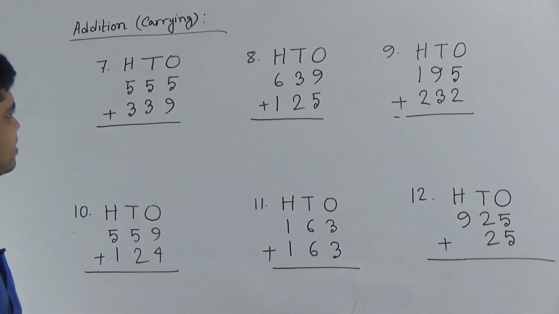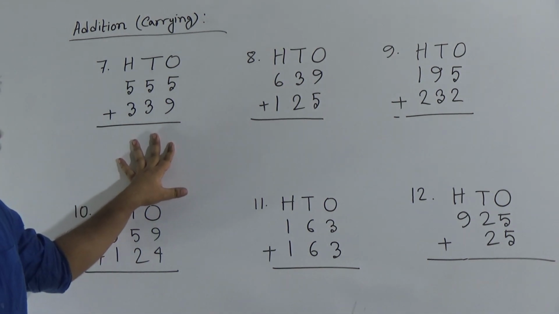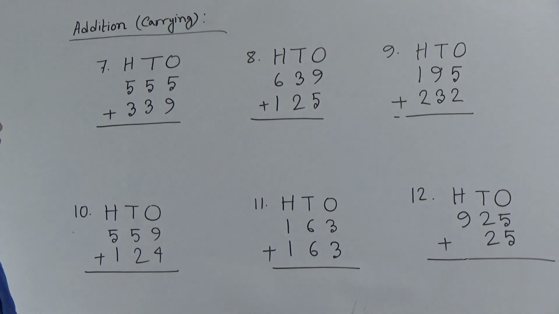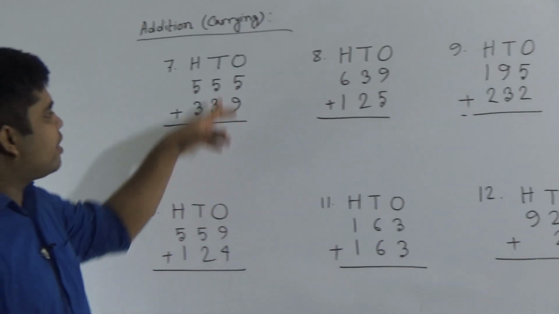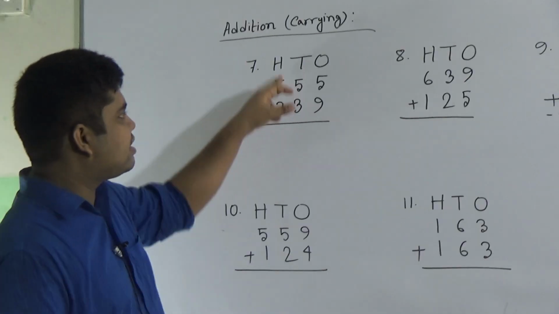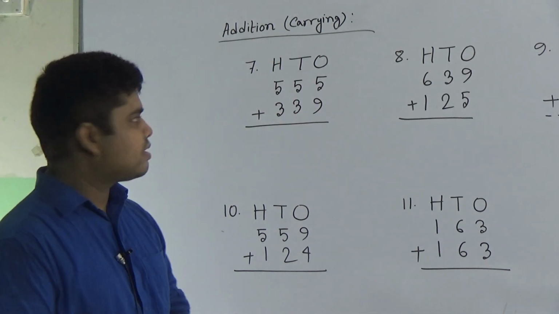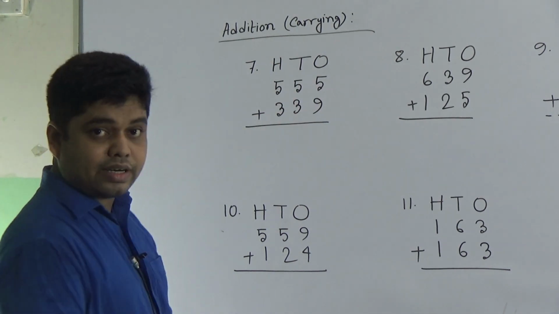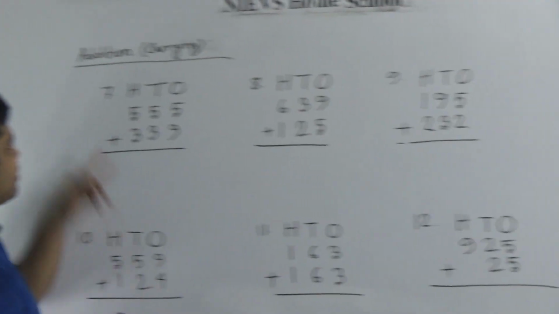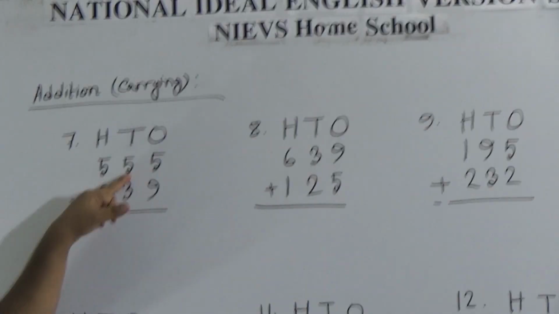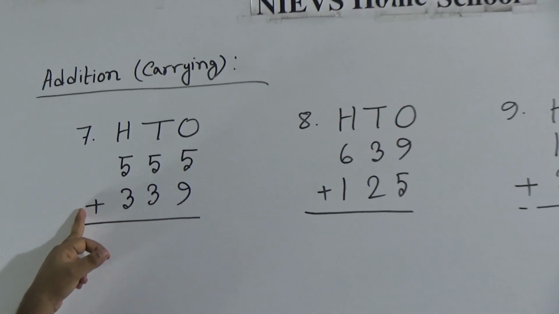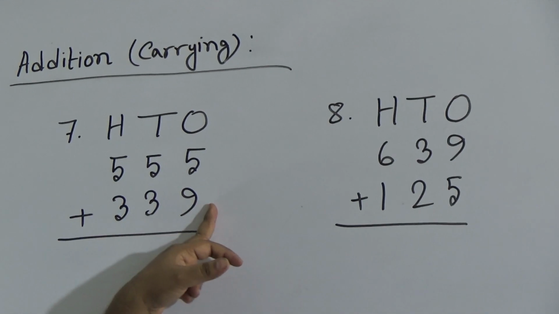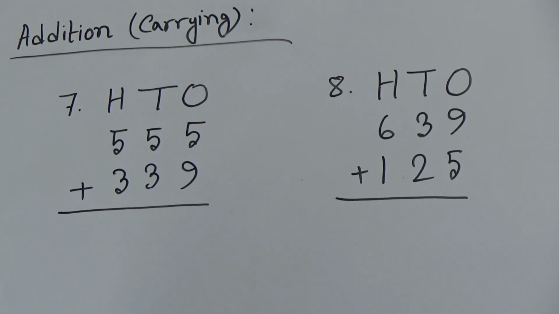So my dear students, in our first class we have already learned how to solve this type of math. First of all we add the ones place, then we add the tens place digits, then we add the 100 place digits. So let us start. First of all, number 7: 555 plus 339. We add these two numbers.